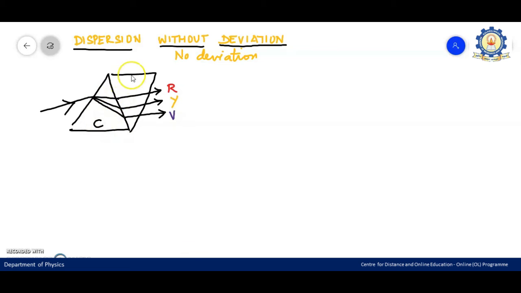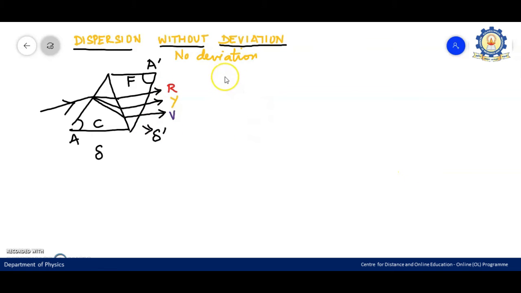So this combination is called as the dispersion without deviation. This is crown glass prism, this is the flint glass prism. The angle of the prism of the crown glass is A and the angle of the prism of flint glass is marked as A prime. Now let us write the deviations produced. So the deviation produced in the first prism will be del. The deviation produced in the second prism will be del prime.